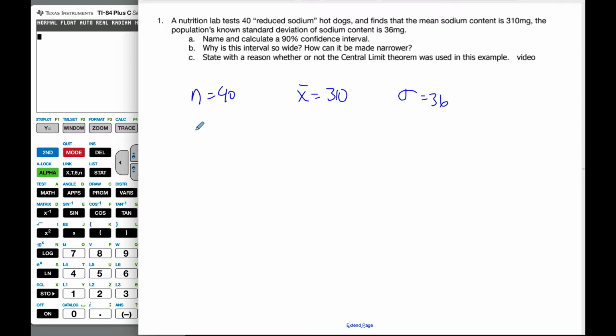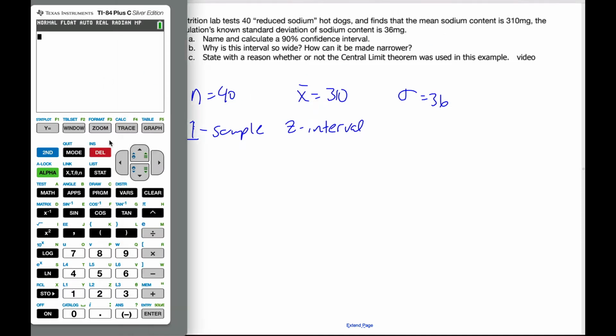Well, I know that I'm going to do a one sample Z interval. It's Z because it's normal, because I know the actual standard deviation, and it's one sample because I am only dealing with one group of 40. It's not like one kind of hot dog and another kind of hot dog. So, one sample Z interval.